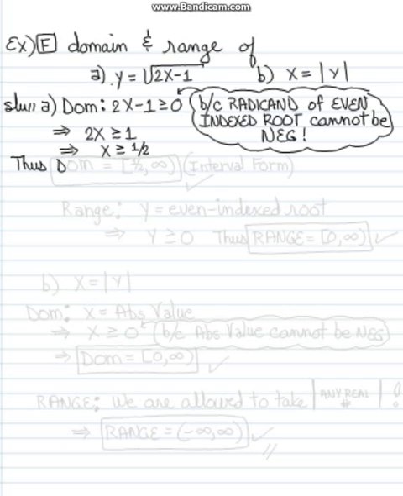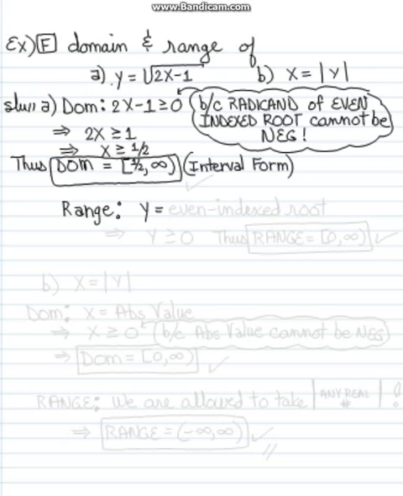And we'll write our domain in interval notation. Square bracket, 1/2, comma, infinity. The smallest value is 1/2, and it includes it. That's why we put a square bracket. And then the largest value goes to infinity with a round bracket. Infinities always get round brackets. And we wrote it in interval form.